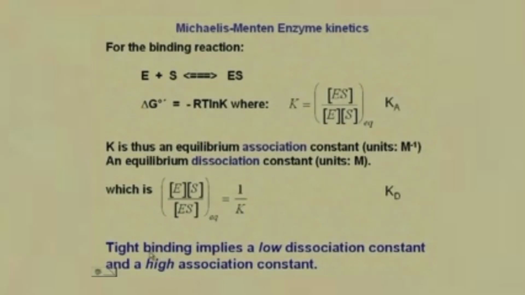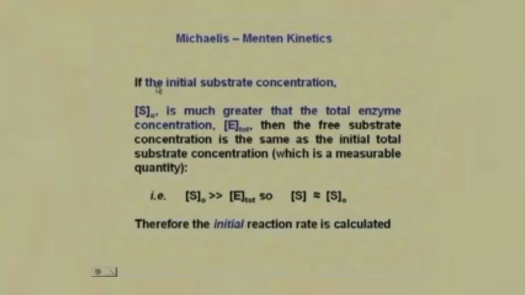Okay. So what do we have? We have an association and a dissociation. If I have a high association constant, what does it mean? I have tight binding. That means I am going to have strong association. Strong association means the enzyme and substrate are going to bind together very tightly.